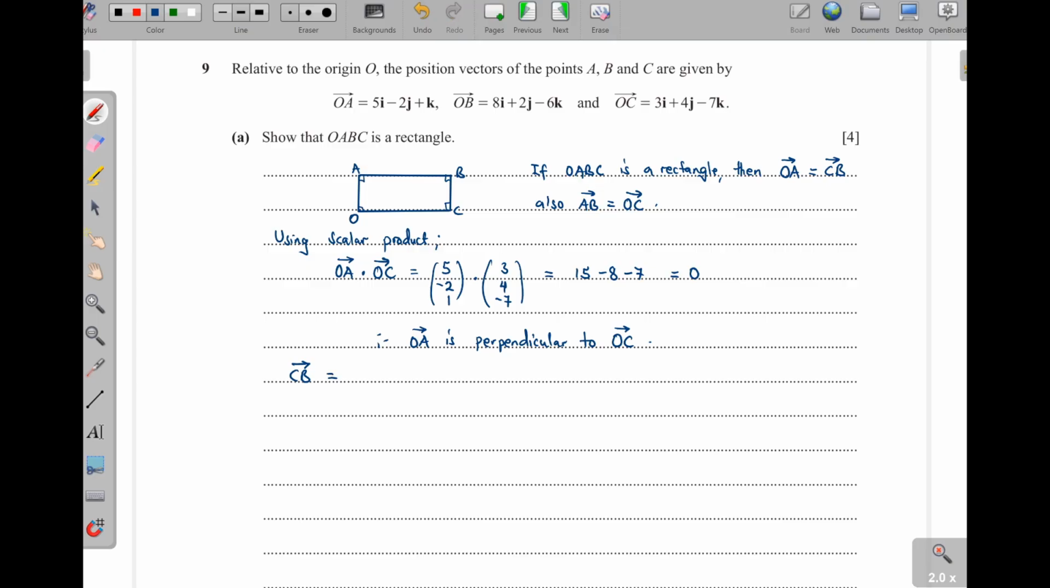So CB is going to be OB minus OC. You just get the last minus the first. How does that one come about? If I have C and this is B, then this is the origin, then we put these arrows. All of these points here originate from here.